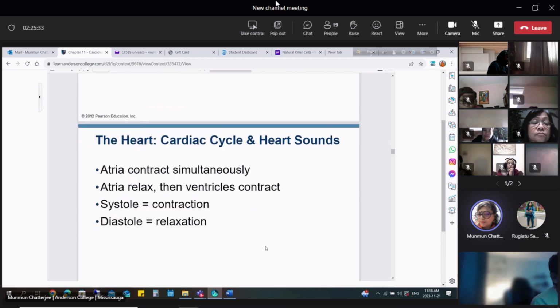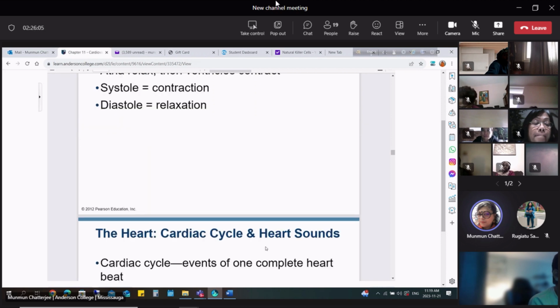Okay. So, heart cycle and heart sounds. Systole means contraction and diastole means relaxation, because contraction and relaxation are going on alternately. When one contracts, the other relaxes. When the atria contract, the ventricles relax. When the ventricles contract, the atria relax. So one systole is contraction, one diastole is relaxation.